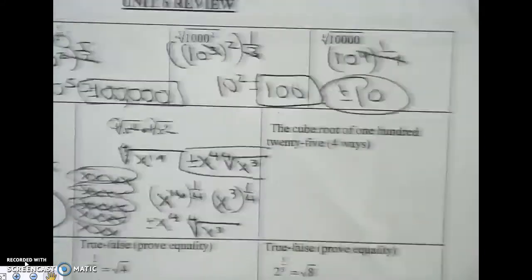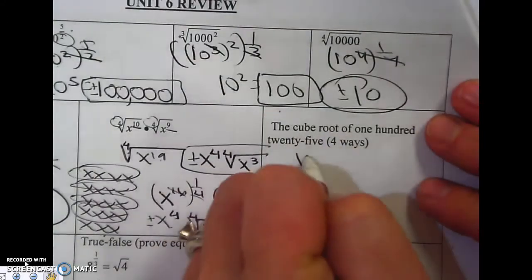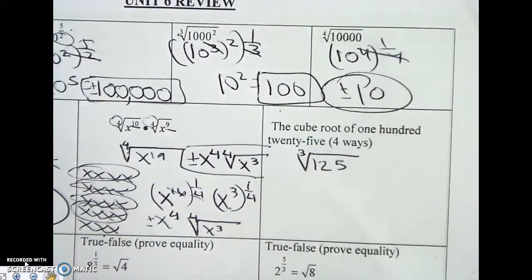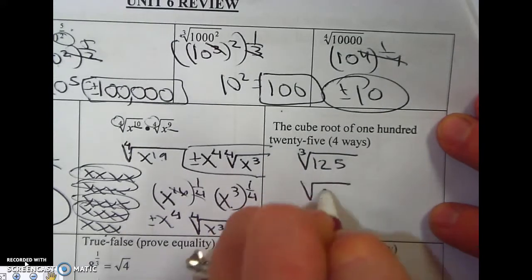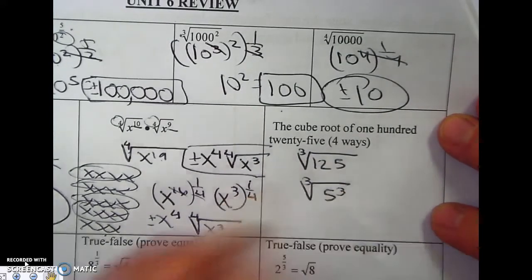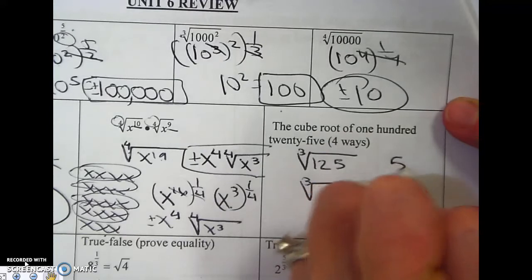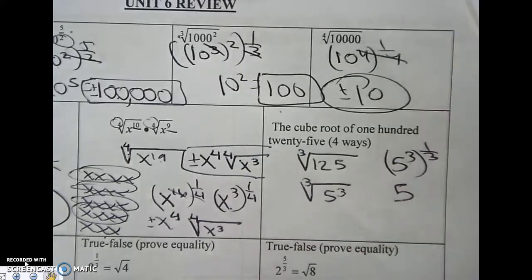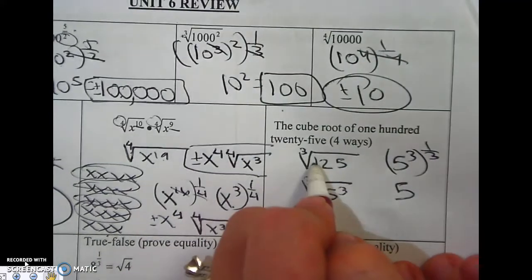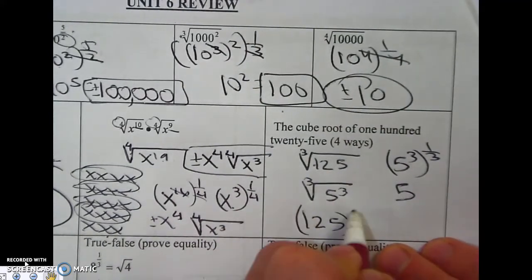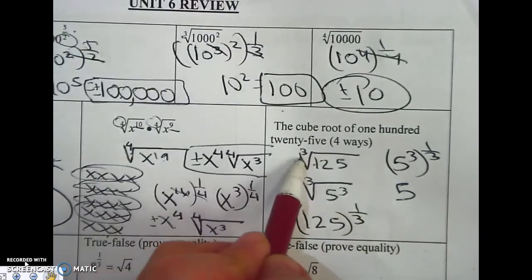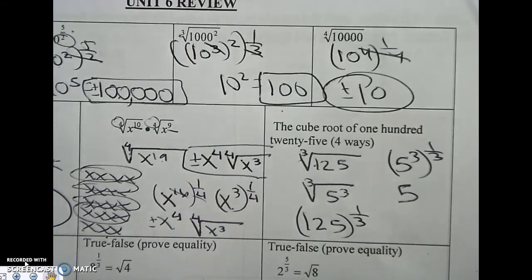All right. This next one is asking to figure out the cube root of 125 4 different ways. Well, I already got one way. Let's do another way. 125 is the same as 5 cubed. I can rewrite this as 5 cubed to the 1/3. I could tell you the answer is 5. I could rewrite this radical form in exponential form, 125 to the 1/3. You get the idea. I can't do any minus now because this is a cube root. If it was a square root, I could have done negative 5, but it's not.